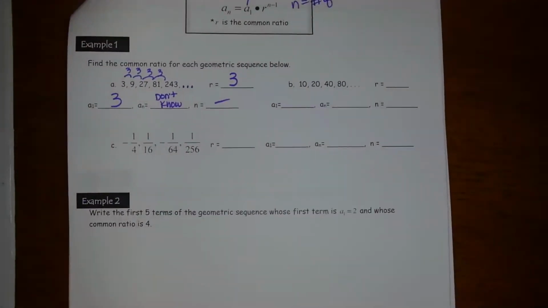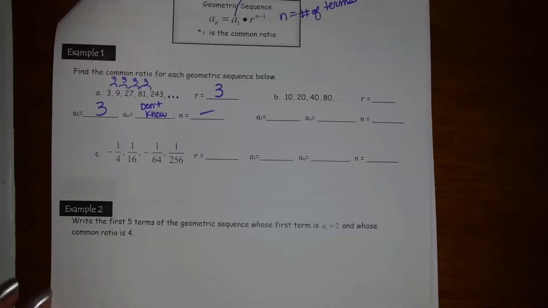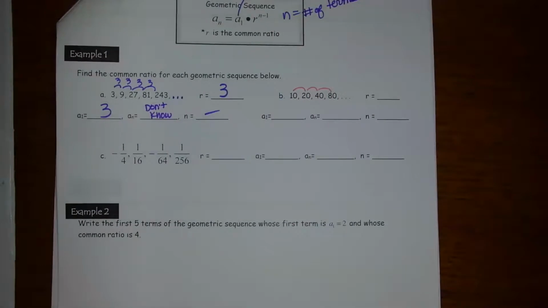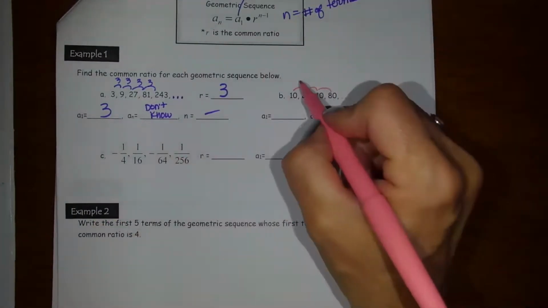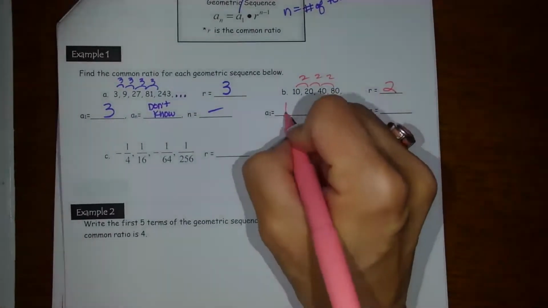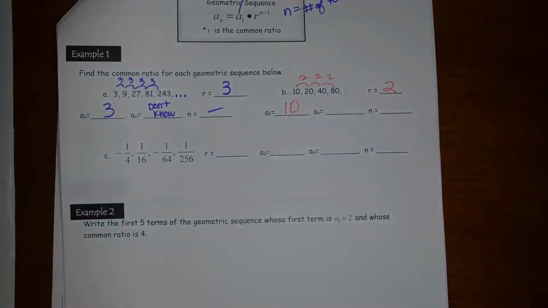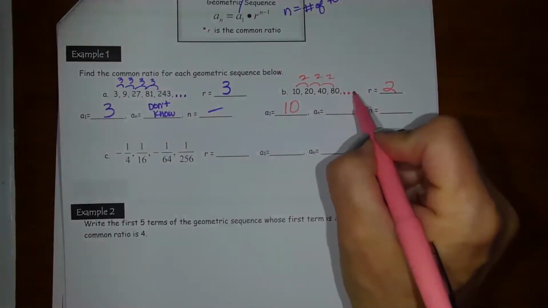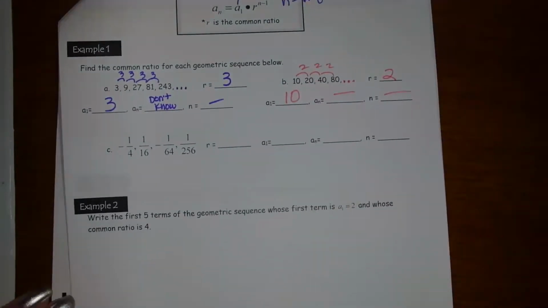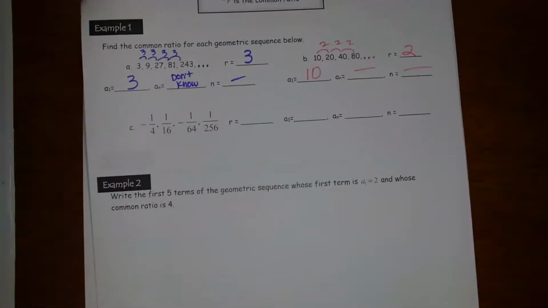Okay, what about this one? B, what is R? What do you multiply by to get the next number? 2. So R is 2. A1 is easy, that's 10. Again, do we have an AN in this one? We do not, because of these 3 dots, and it's really important that you notice that. That means this goes on forever and ever. So we don't have a last one, and we don't know how many there are. We can't answer those questions. All right, what about this one?